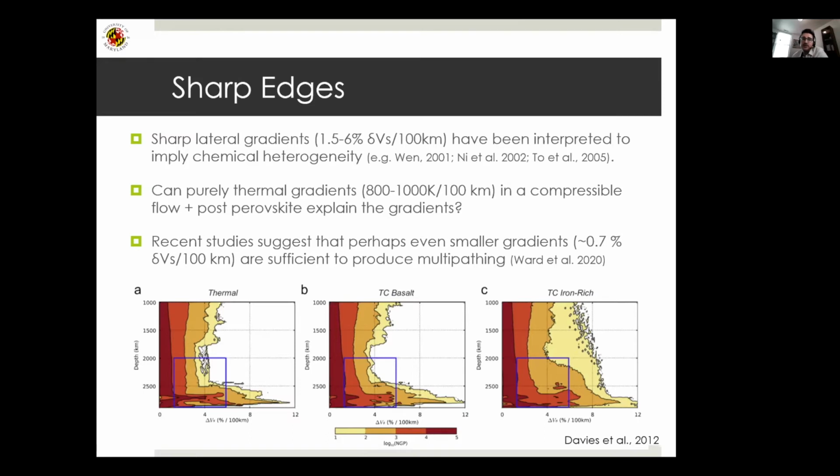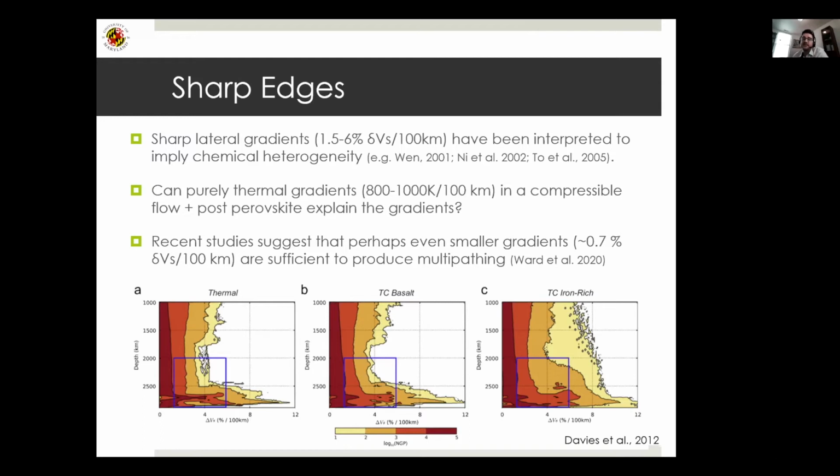And these sharp lateral gradients have been interpreted to imply chemical heterogeneity. There's really a wide literature on this. I'm just citing a couple of the earlier papers on this topic. And one question that I want to pose to this community is, can purely thermal gradients explain these velocity gradients? Here I show a figure from Davies et al. 2012, where they indicate that even in a purely thermal mantle convection scenario, where there is no compositional heterogeneity, you can produce shear wave contrast of about 4% per 100 kilometers.